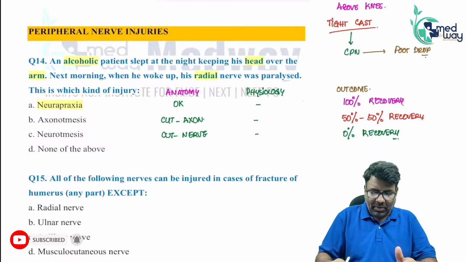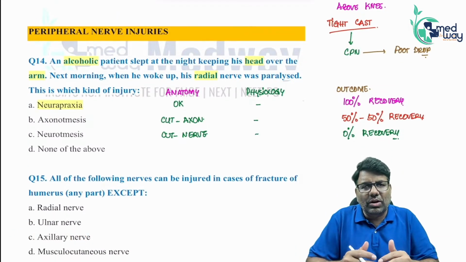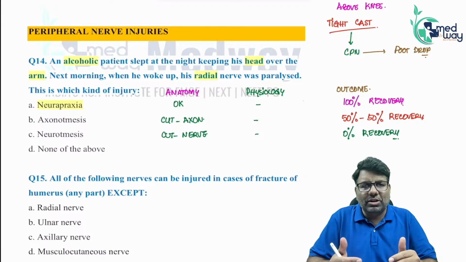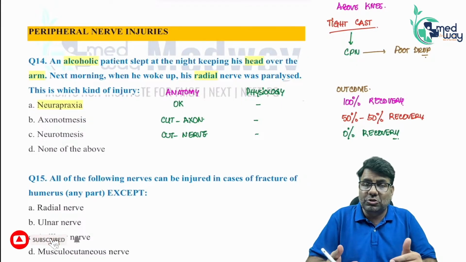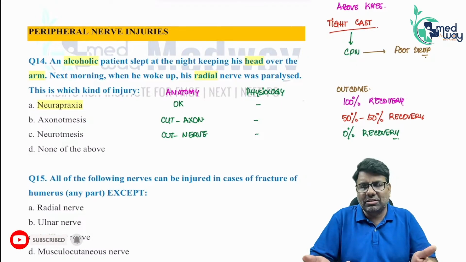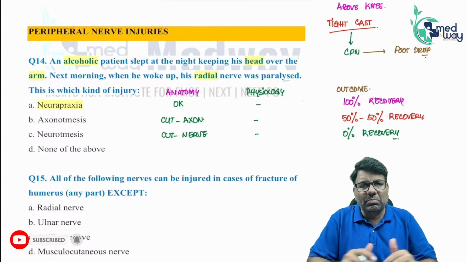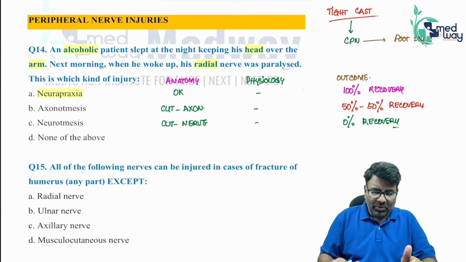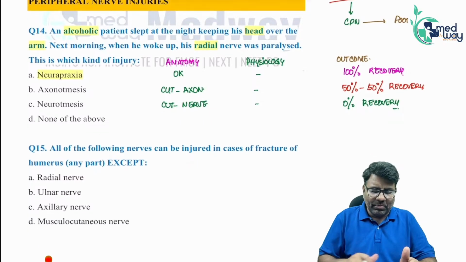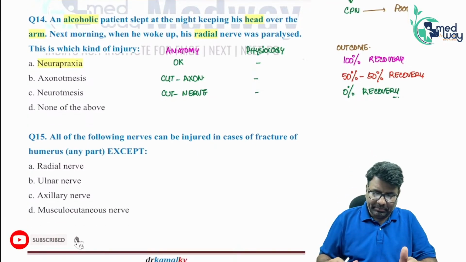And for neurotmesis, suppose you are giving an incision at some place, and if the nerve is very superficial, it can be cut. So that is neurotmesis. You have simply cut the nerve into two parts. So these are different terms related to peripheral nerve injuries.